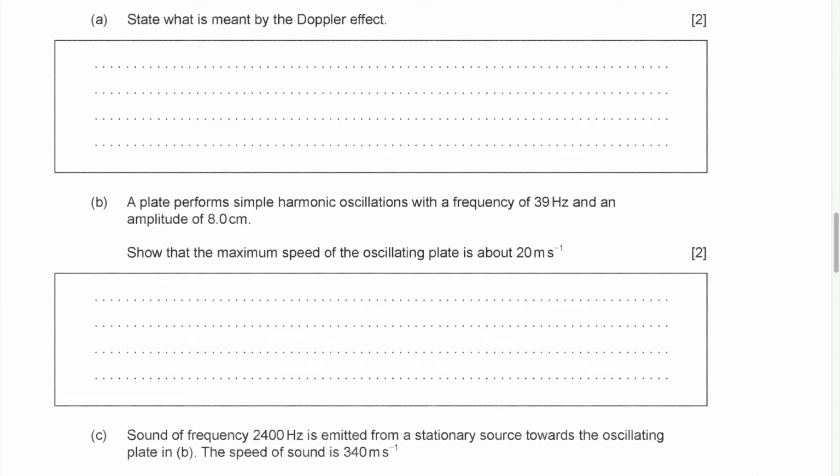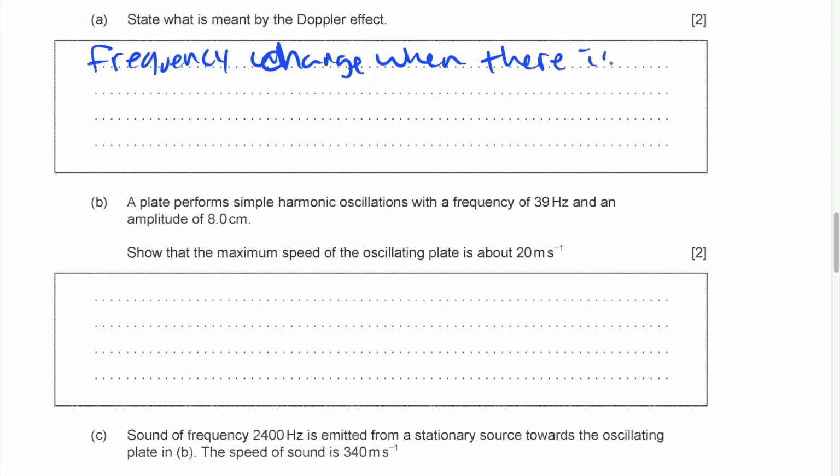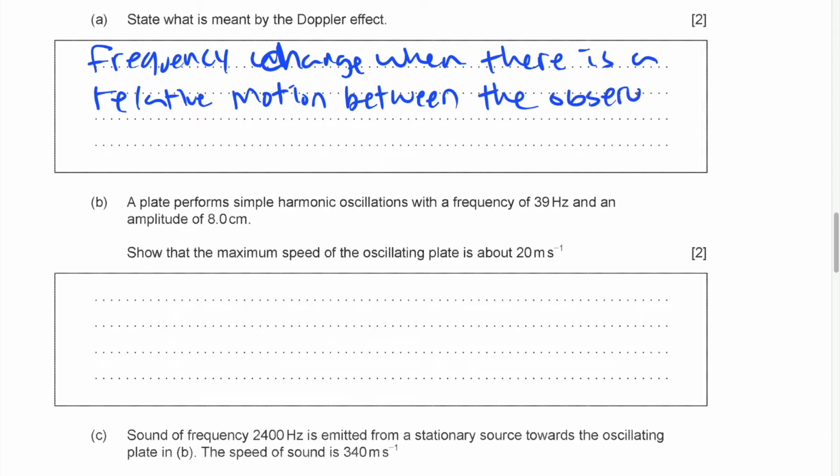State what it means by the Doppler effect. So this problem is testing the definition of the Doppler effect. The Doppler effect refers to the concept of frequency change when there is a relative motion between the observer and the source.